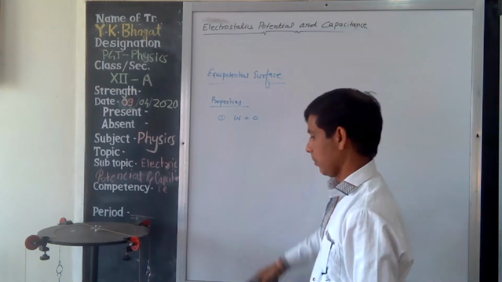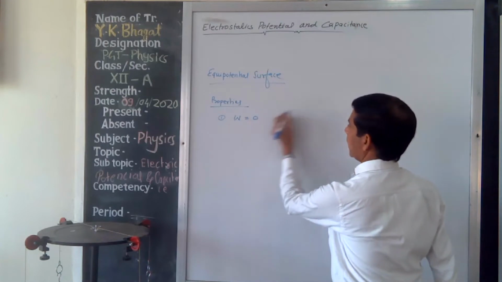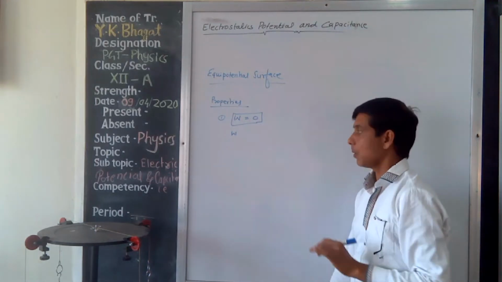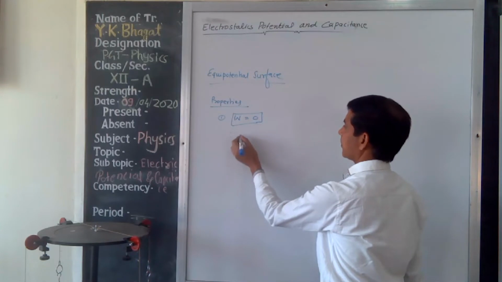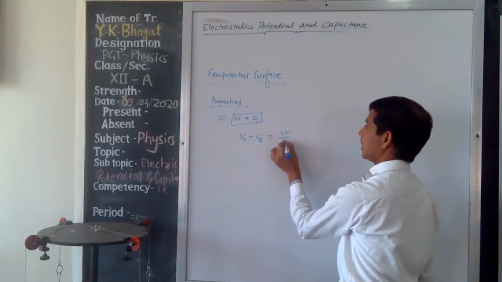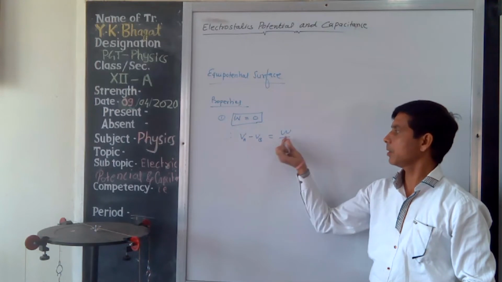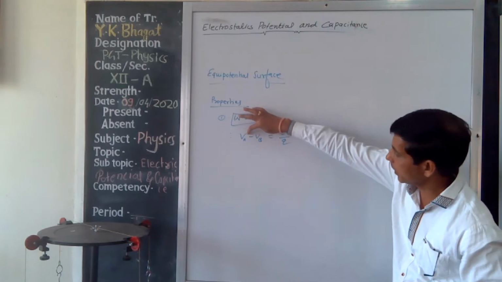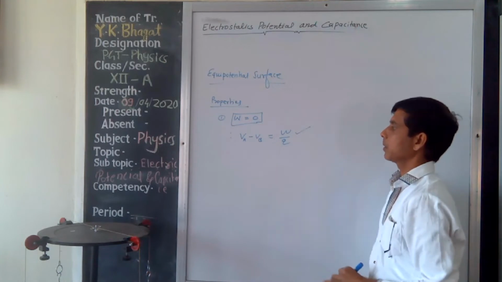From the formula we can easily obtain this property, because we have to find out why work done is zero. We know that the potential difference, that means VA minus VB, equal to W by Q. In the previous topic, the definition of potential difference is the work done to move unit charge, VA minus VB equal to W by Q. This formula was used in the previous topic.